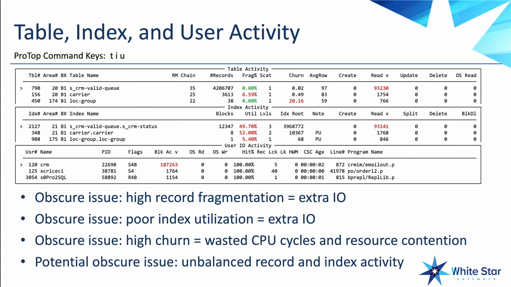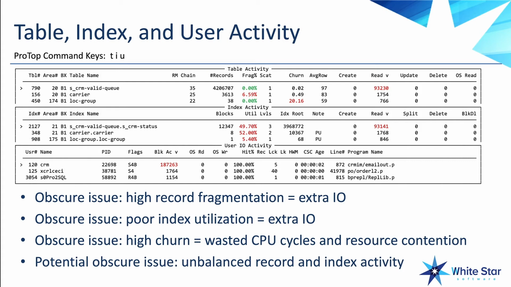Another screen that can show some pretty interesting obscure information is the table, index, and user activity screens. Now on these screens, what you generally see is the highest activity table, index, and user entries. So you'll see the most active table, the most active indexes, and the most active users. And that's interesting because it helps you to zero in on places where you might have performance problems. But if you look at some of the other data that's shown on those screens, other than just the raw number of reads and writes and things like that, you see some other stuff.